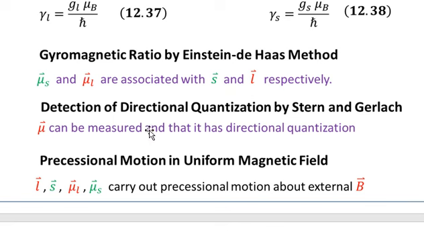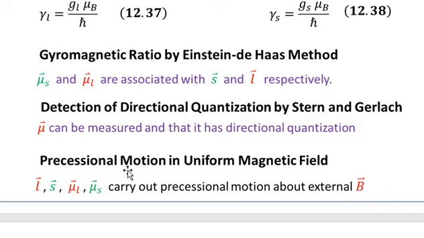Then another experiment was presented to confirm the directional quantization, and that experiment was the Stern and Gerlach experiment. In that experiment, mu, the magnetic moment, either the orbital magnetic moment or the spin magnetic moment, or actually the sum of these two, was presented. This mu can be measured, and it has a directional quantization, that is, its direction is quantized in space, especially in the presence of an applied magnetic field. This was presented in the Stern and Gerlach experiment.